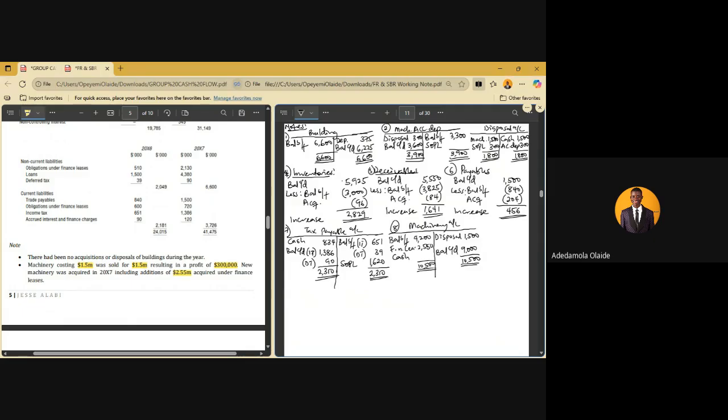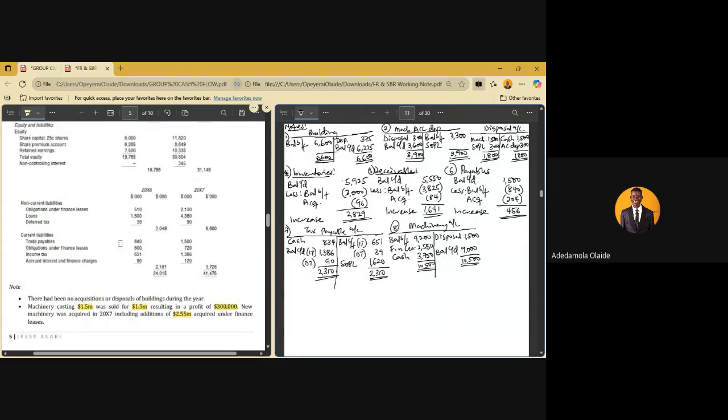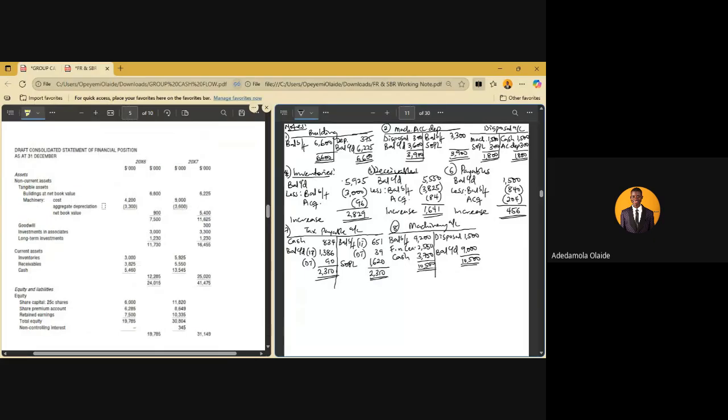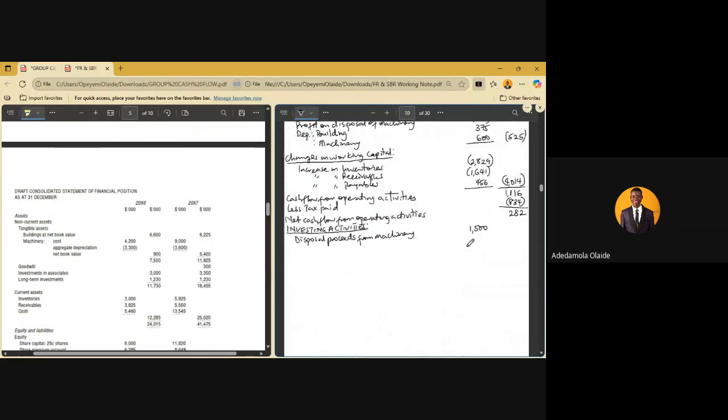Cash is how much? 3,750. Yes, sir. That's because we don't have any other information that can influence our machinery. There was no revaluation surplus, no other addition except cash. So 3,750 acquisition of machinery.